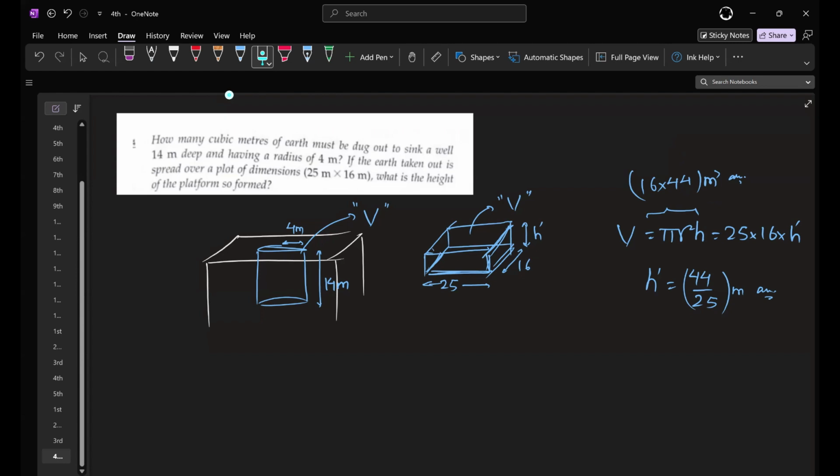Wait, but it says 16 times 44. Isn't it 16 times 14? 14 pi. And 14 pi is equal to 44. Yeah, okay, I see. Okay, any doubts? No, I got it. Okay, on to the next one.